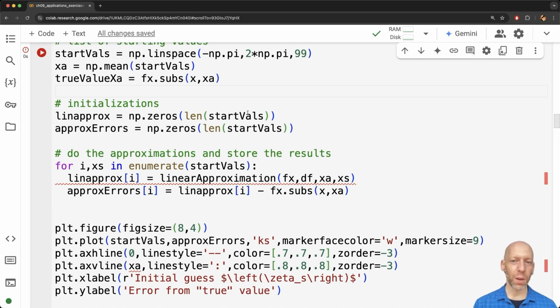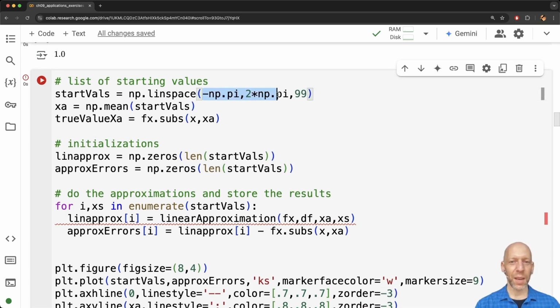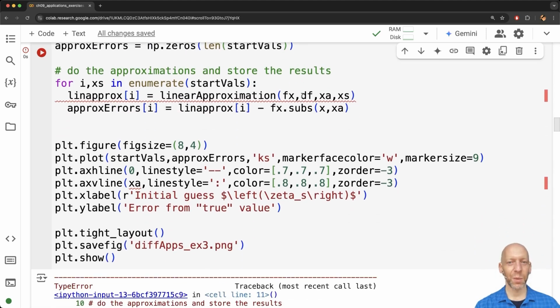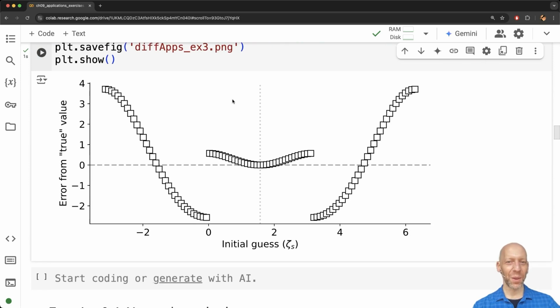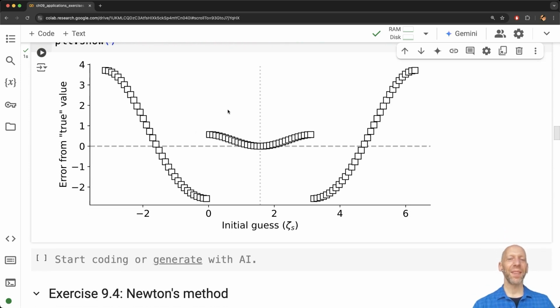Now, I'm not going to walk you through all of this code. It's literally copy pasted from the previous exercise. The only thing I really changed is this. Now I'm going from minus pi to 2 pi in 99 steps, which before was 30 steps. Otherwise, it's all the same code. So now we get this interesting looking graph, which kind of looks like Dali's mustache. I think right here would be his nose, and here's his crazy mustache.